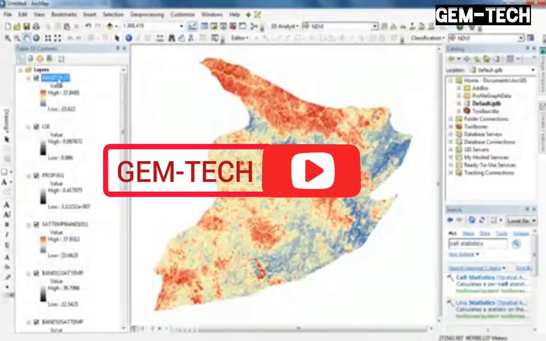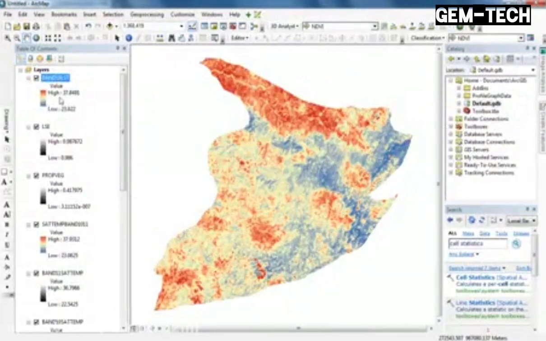And you can repeat this process for the band 11, and just use the cell statistics to average the band 10 and band 11 for the land surface temperature, and you can work with that.